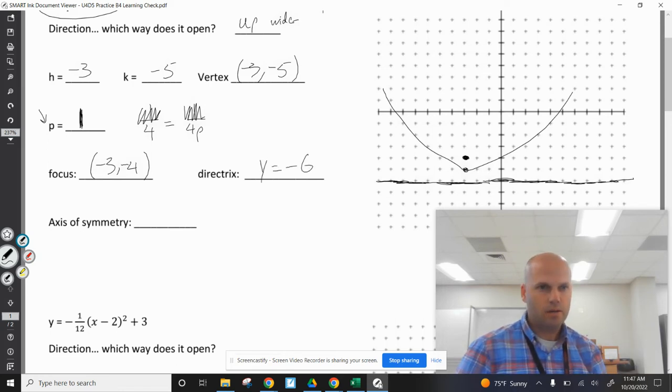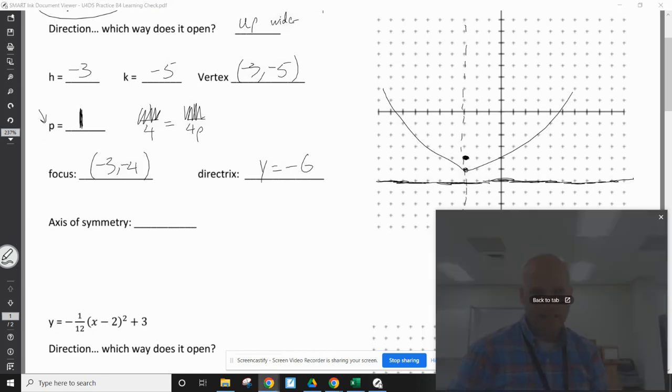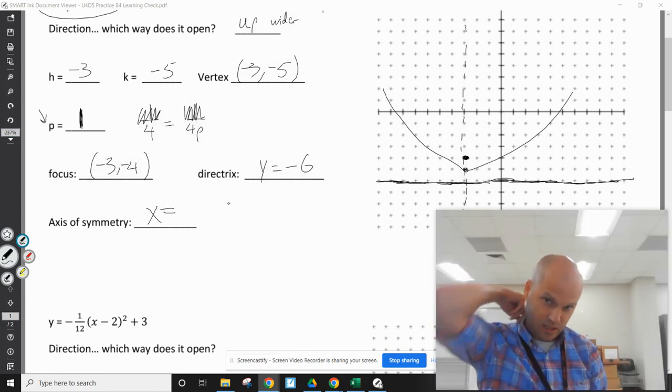Great. Done. This axis of symmetry has nothing to do with the focus and the directrix. It's something we already know. You guys were struggling on it on your quizzes though. The axis of symmetry is the x equals line that goes through the x coordinate of your vertex. So that's x equals -3.